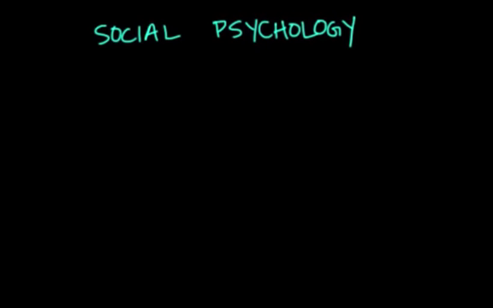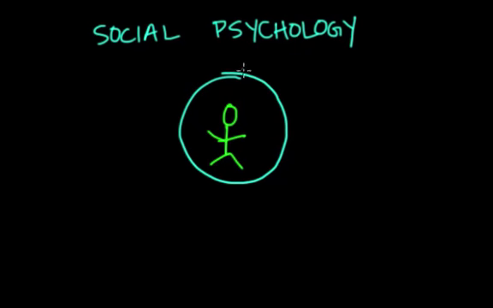Social psychology is a branch of psychology concerned with how social phenomena influence us and how people interact with others. It focuses on the interaction between an individual and his or her environment. So this is us and our environment, and this interaction is going to shape our behavior.